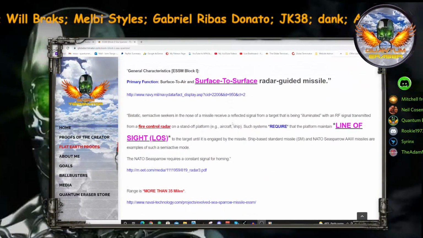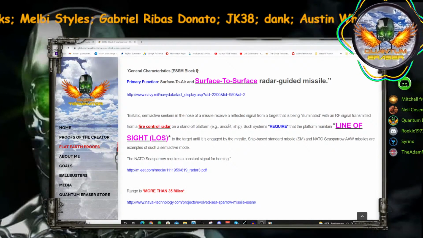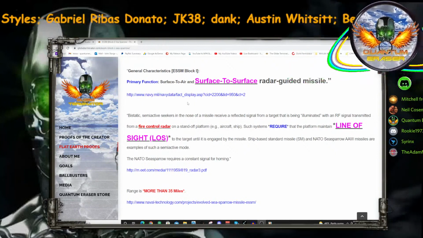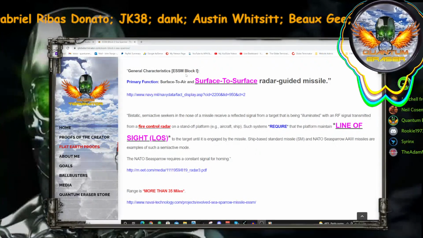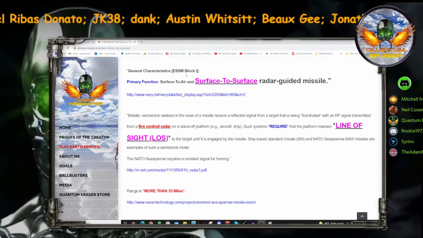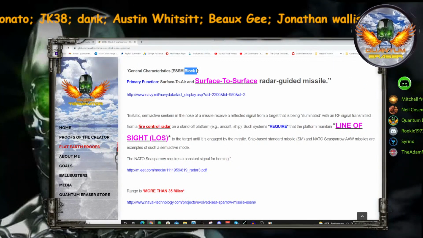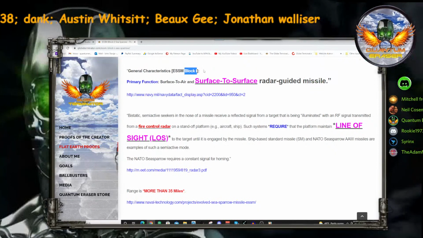So, first of all, this is the one that really exposes the Baltards for who they are. Now, from Navy.mil, general characteristics, and we're talking about the Evolved Sea Sparrow Missile Block 1. That's the important part, because the Block 2 is now sort of in service.